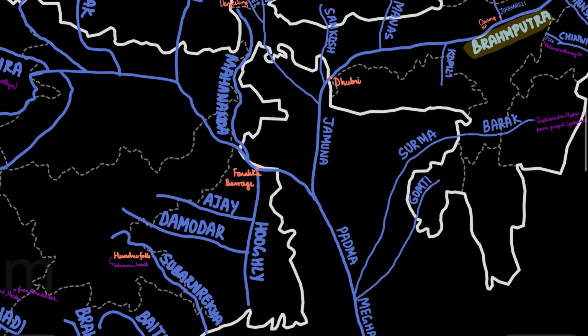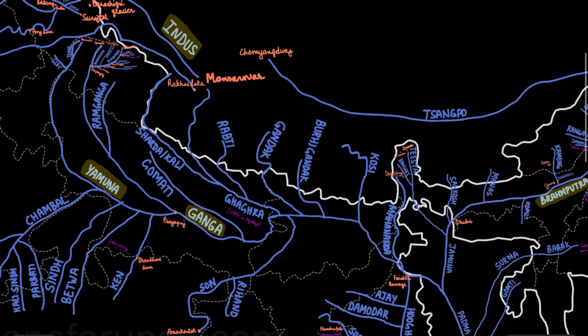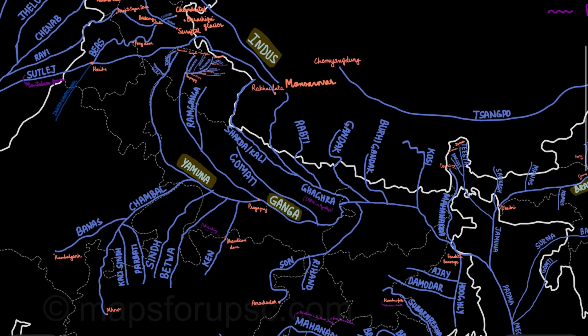So, in West Bengal, the river Ganga merges with Jamuna, and from then it is called the river Padma. After that, Padma merges with the Barak River, which is known as the Surma River in Bangladesh. It merges with Surma and Gomti, and then it is called Meghna. Thereby, it drains into the Bay of Bengal. So, this is the whole Ganga river system.